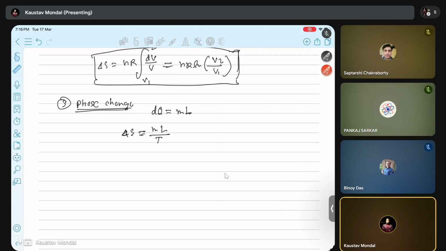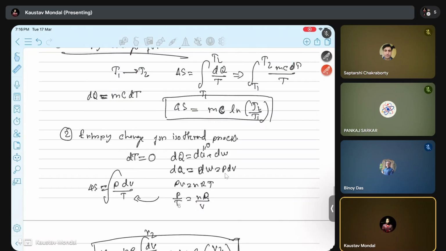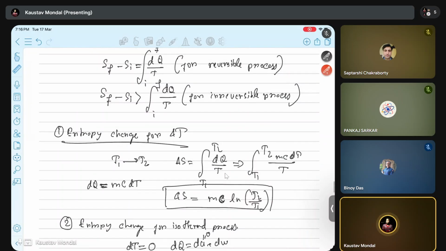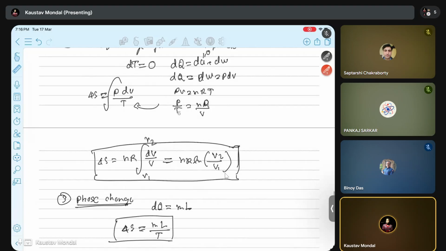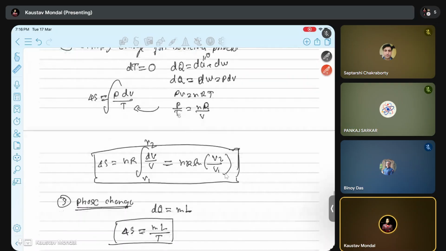These are the entropy changes for some of the different types of processes we have discussed. So these are very important. Depending upon the problem, whatever process is mentioned, we have to use one of these formulas. Next, we will discuss some problems.